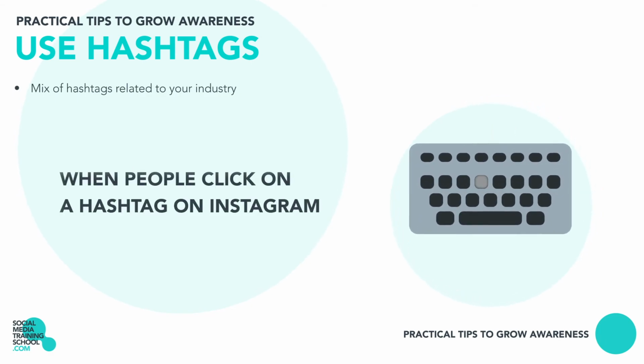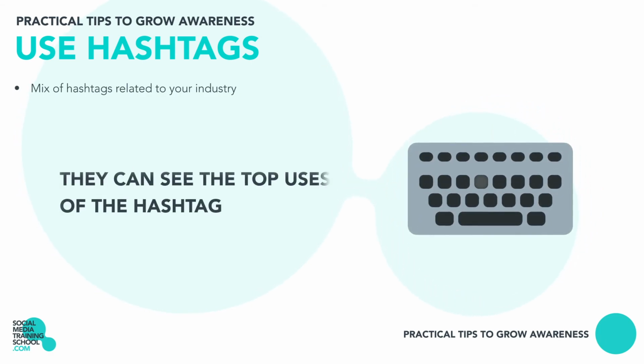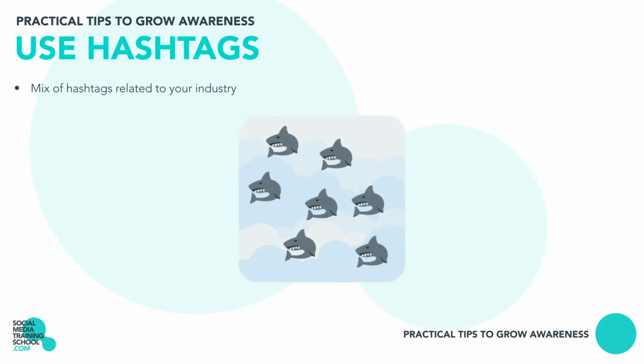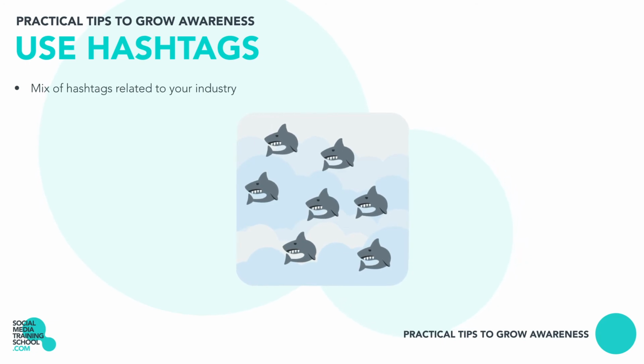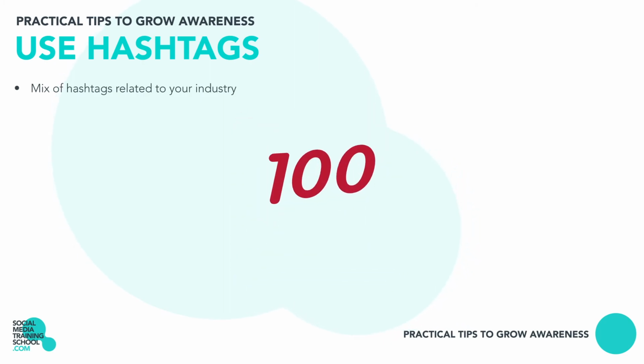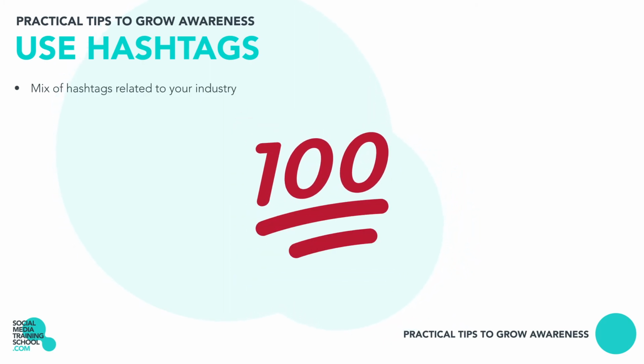When people click on a hashtag on Instagram, they can see the top uses of the hashtag, as well as the most recent uses. If you use only general hashtags that are often used, you might be lost in a sea of content. But if you make sure some of your hashtags are more unique to you and your business, you'll stand out more, and there's more chance you'll appear on the page of top uses.